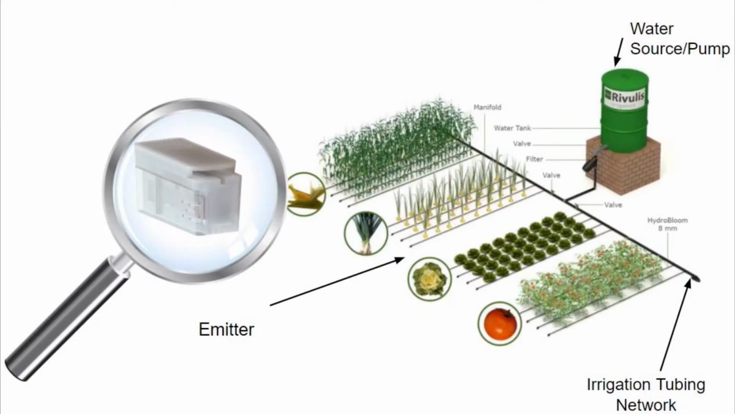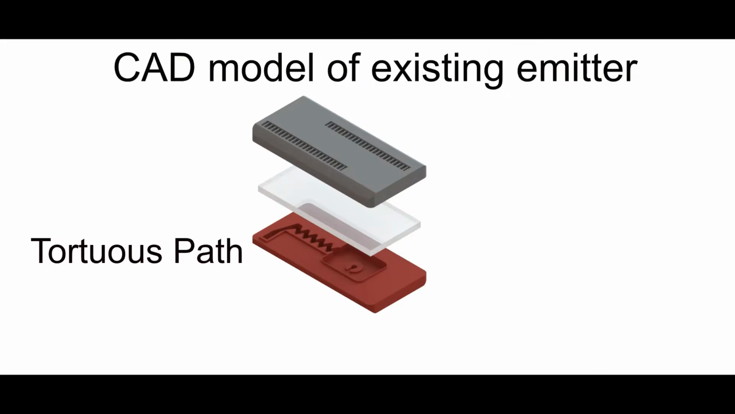In drip irrigation, there are three vital components. There is a water source, irrigation tubing, and an emitter. The pressure compensating emitter is used to control the flow rate of water into the soil. The device uses a maze-like tortuous path to reduce the pressure.